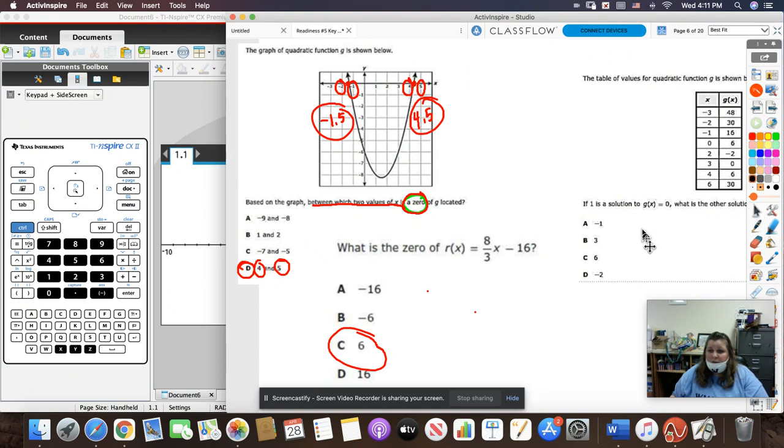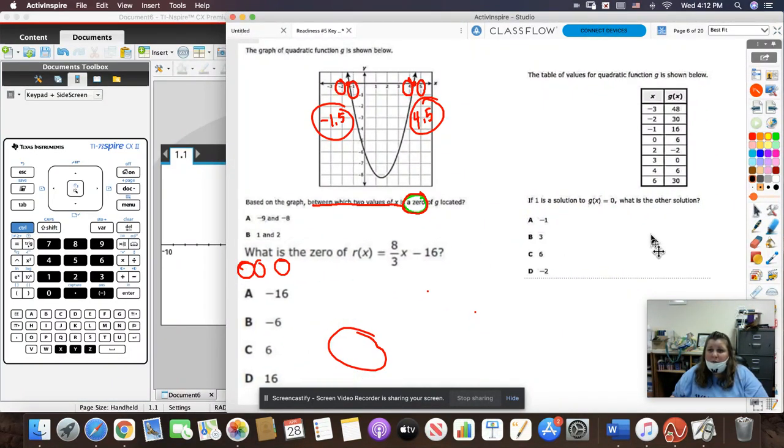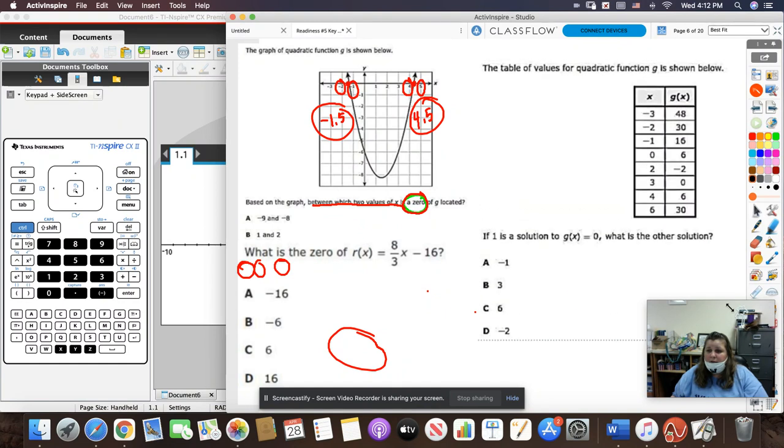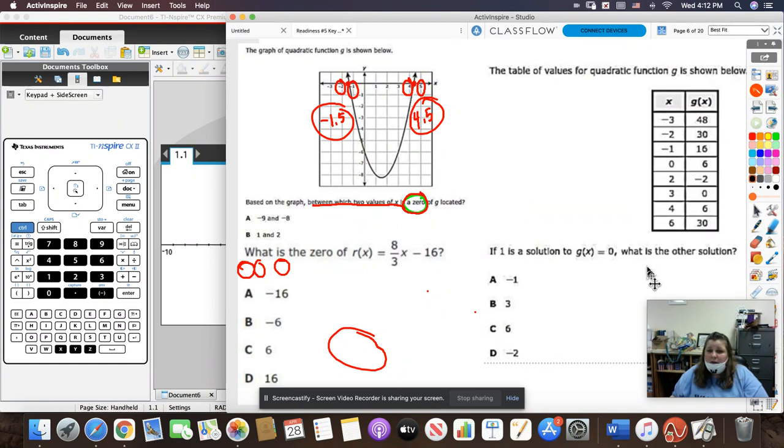All right. Next way, we can look at this in a table form. If I can make this a little bit bigger so you can see. It's the same question. This time it doesn't necessarily say 0, but it says what is the other solution? Okay, which also means 0, which means x-intercept. And this one is showing me a table. It says if one solution of g of x is equal to 0, what is the other solution? So they told us, again, we have two solutions. One of them is 1.